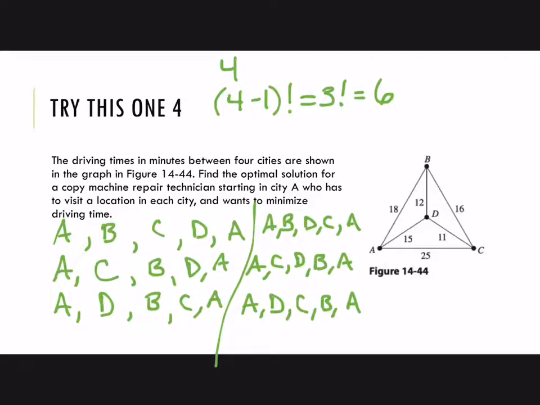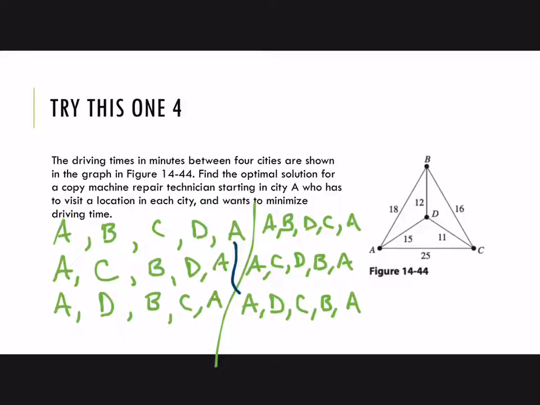Another nice thing to note is that some of these are just going to be the reverse order of the other ones, and that means that the sum of the weights is going to be the same, so that will cut down on the addition that we need to do. So notice, for instance, this circuit, A, B, C, D, A, is the exact reverse of this one. But it still involves the same edges. We still have edge AB, BC, CD, and DA. So we're adding up the same weights for both of those circuits. Those match.